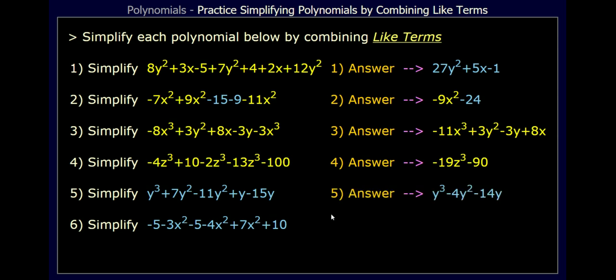All right, let's see what we got. Well, I got 1y cubed, so that's easy. He just stays there. I got these y squared. 7 minus 11 is minus 4. This is tricky because that's 1y minus 15y's. Minus 14y. A little tricky is that 1 was there. And let's try the last one.